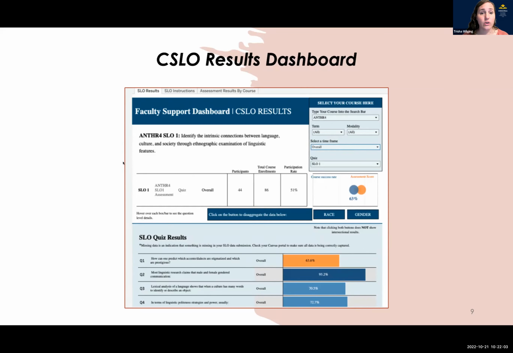But then we also have course level specific SLO assessments. And so those are also taking place. So we assess our course level SLOs, our program level SLOs, and our institutional level SLOs.